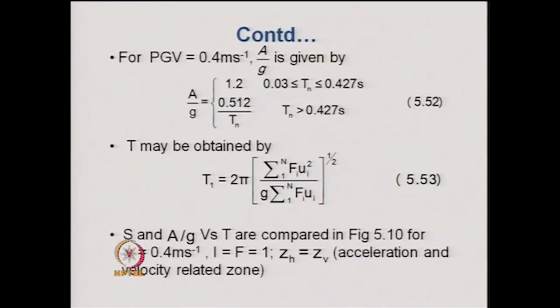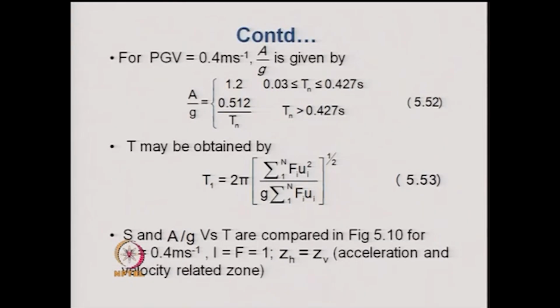For the peak ground velocity of 0.4 meter per second, the A by G, or the spectral acceleration normalized with G, is given by equation 5.52. It is equal to 1.2 for a time period less than 0.427 and greater than 0.03, that is for the initial portion of the time period, and for larger time period, greater than 0.427, the SA by G is given as 0.512 by Tn. Again here we can see that it is inversely proportional to the time period.